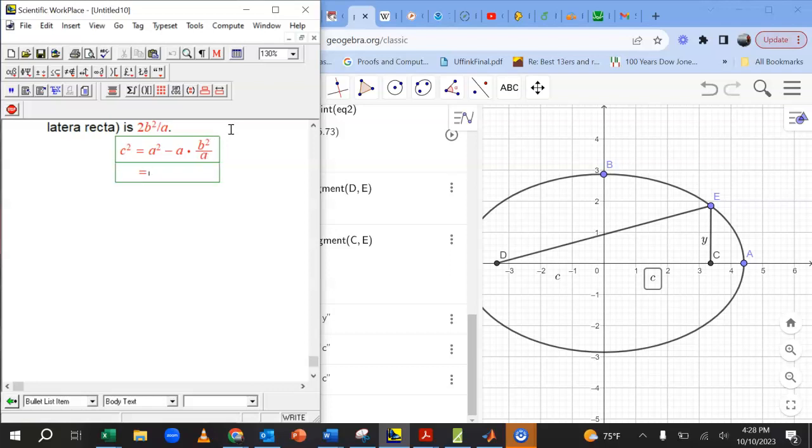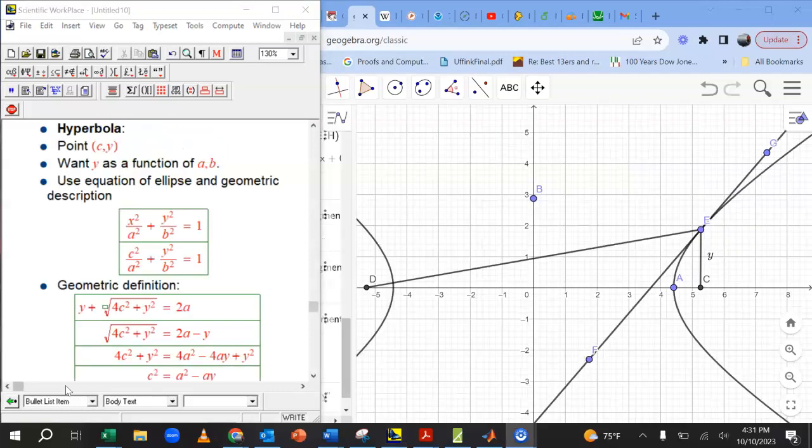Oh, hey, the a's cancel, and I get a squared minus b squared. And that is this sort of Pythagorean relationship between the semi-major axis, the semi-minor axis, and the focal length, the length of the segment from the center to the focus. Okay, so I think that's cool. I think it's even cooler that it works for hyperbolas. Let me show you that in a sec.